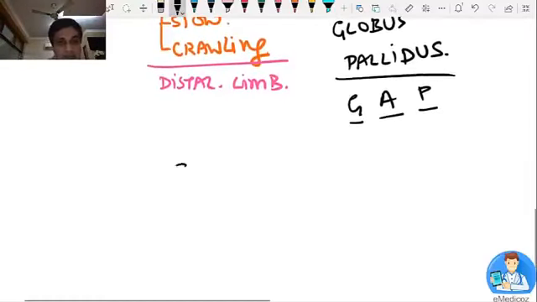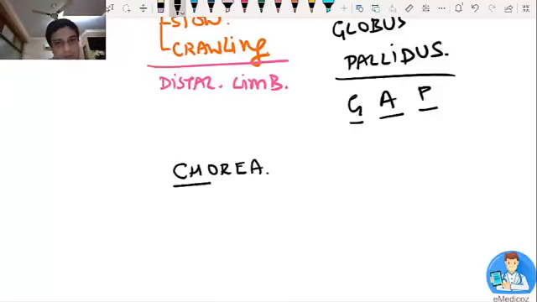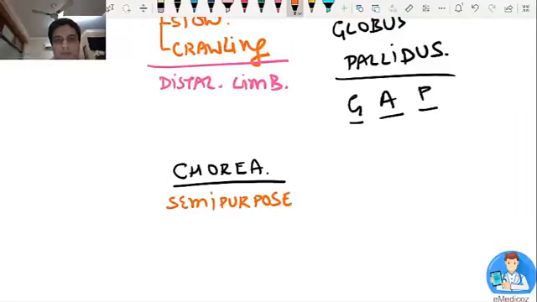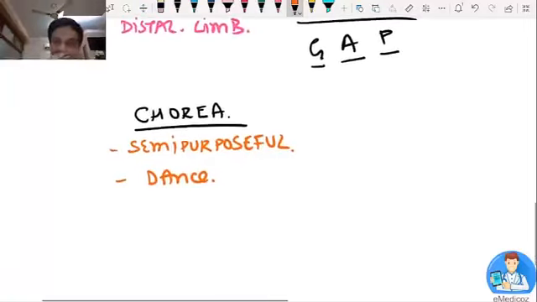Second one, chorea. Now the second one is very important, that's chorea. Chorea is defined in the books as a semi-purposeful dance-like movement. Okay, so a semi-purposeful dance-like movement, which can be seen in the patient's limb, is defined as the word chorea. Chorea. Now, how does chorea actually look like? If you see it once, you'll never forget it.